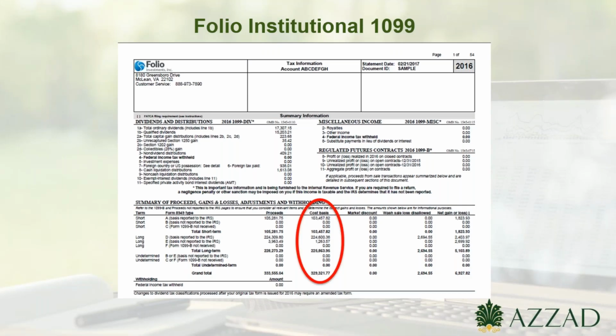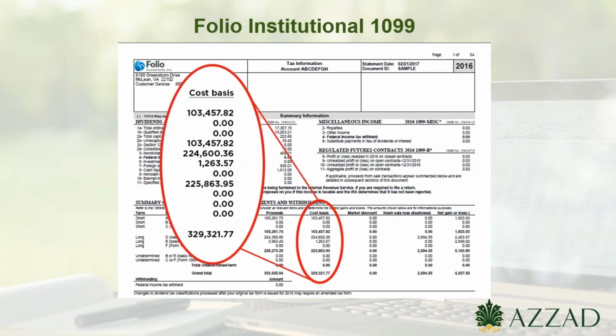Here's an example of a 1099 from one of our brokers, Folio Institutional. On the second half of the first page, you'll find the cost basis summary. We circled it in red in this example so Folio clients will know where it's located. The first line is for short-term transactions that were reported to the IRS. It shows the gross proceeds, the cost basis, if there were any wash sales, and the net gain or loss that resulted. The next two lines don't have any values associated with them.